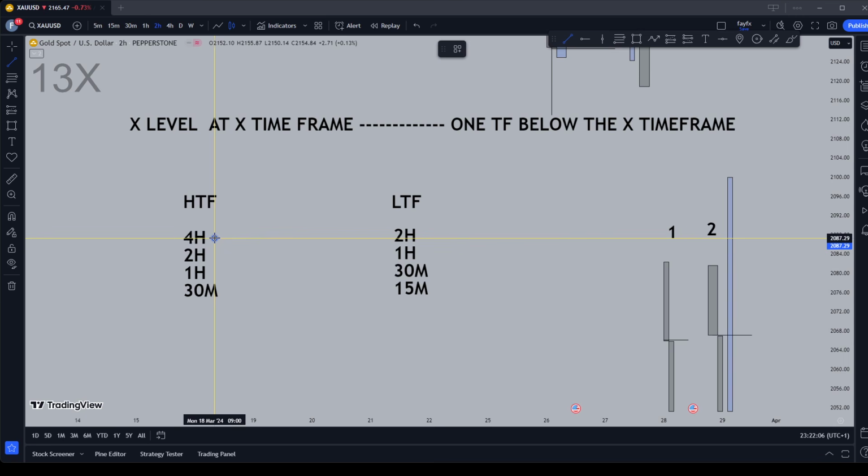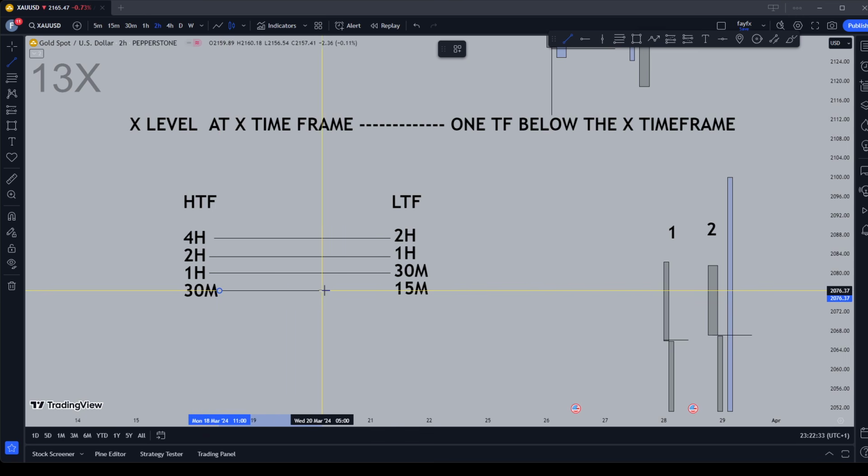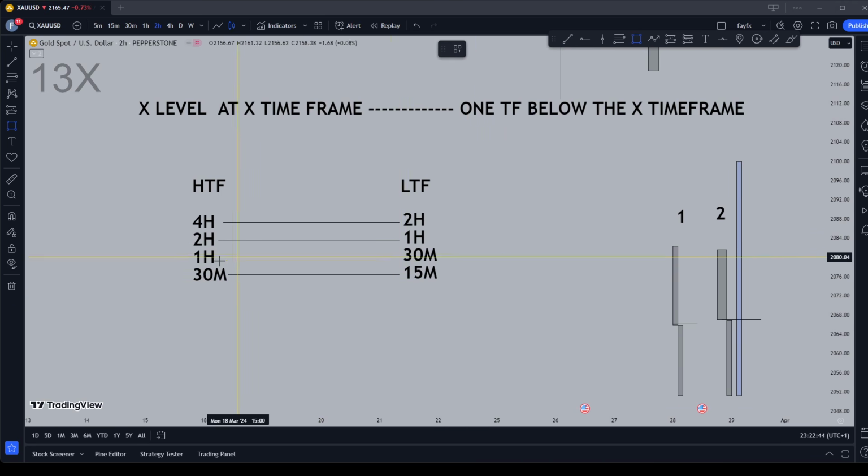Equilibrium of any level for 4 hours, we can find it at 2 hours. The equilibrium of any given level at 2 hours, we will find it at 1 hour. The equilibrium of any given level at 1 hour, we are going to search for it at 30 minutes. The equilibrium of any given level at 30 minutes, we are going to find it at 15 minutes. Remember those things.